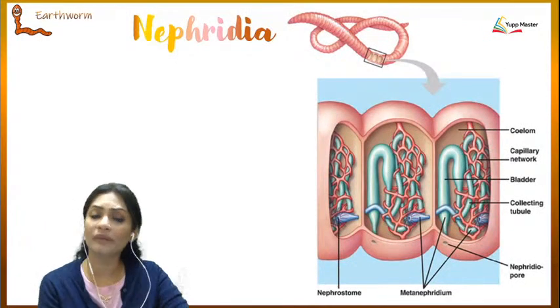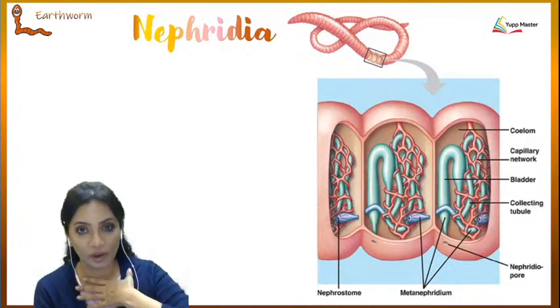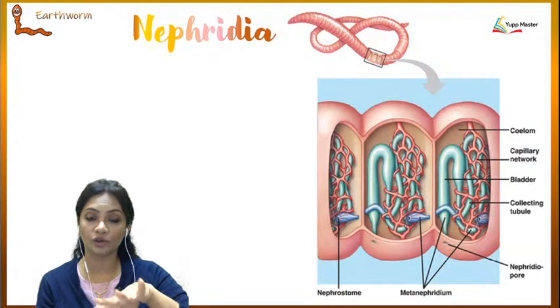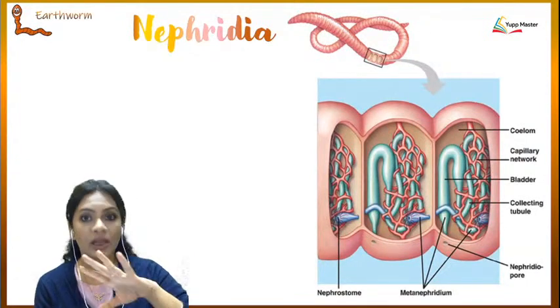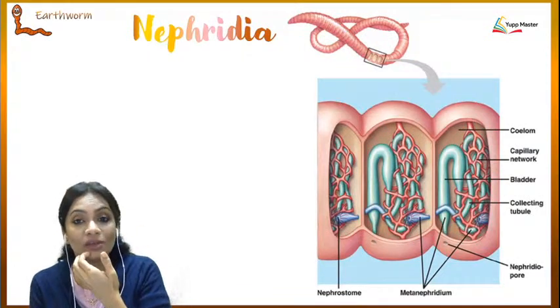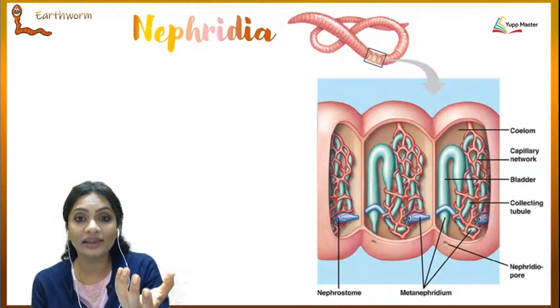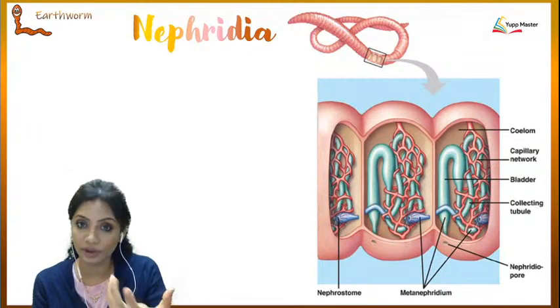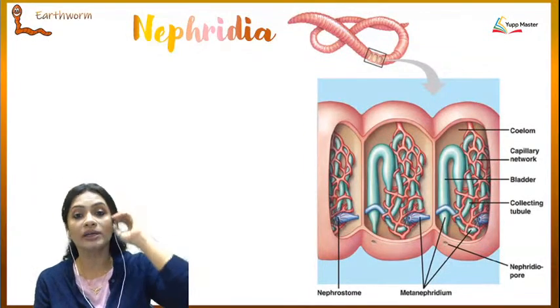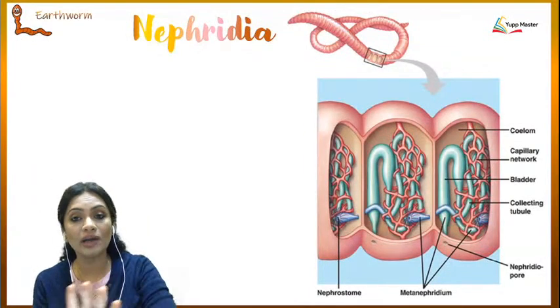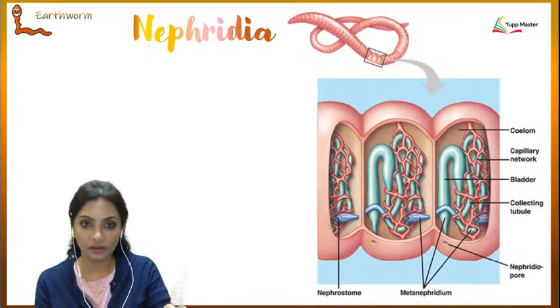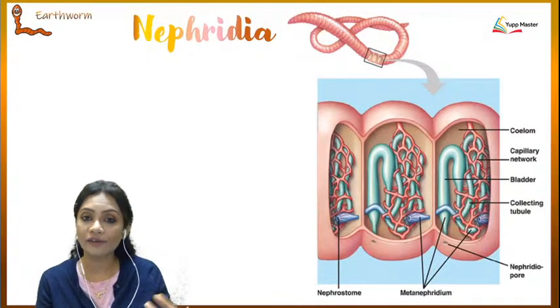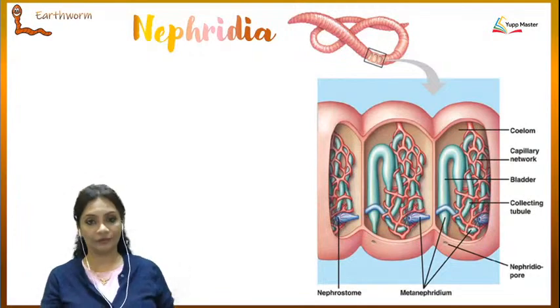Now, how will you remember nephridia? In our body, we have kidneys in order to perform excretion, right? Now, in kidneys, can we use the word nephron inside that? That is the basic functional unit of our kidney, right? So, nephra is related to excretion. So, over here, we will call those nephridia. Okay, so now we have nephridia.